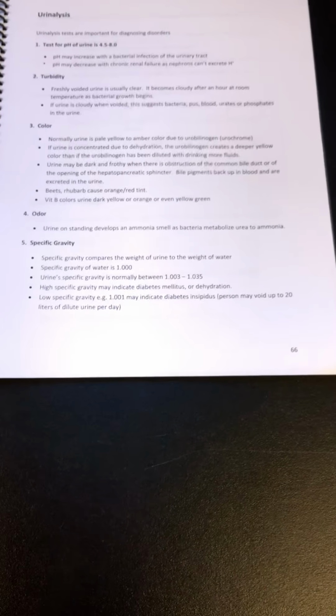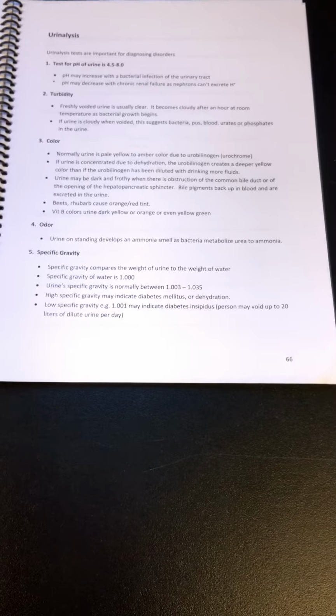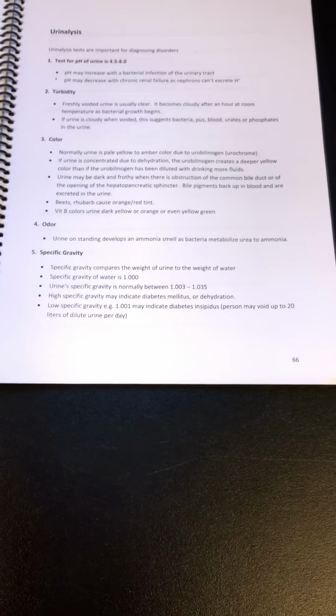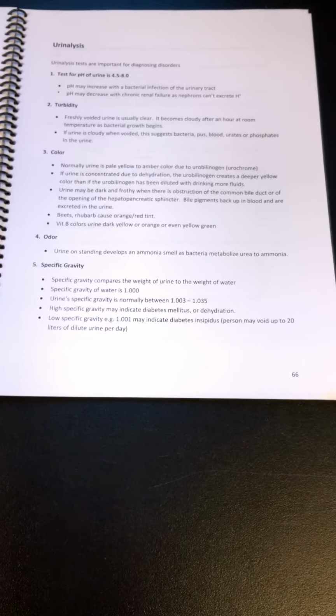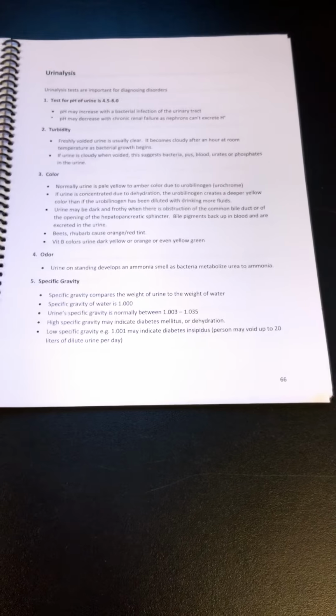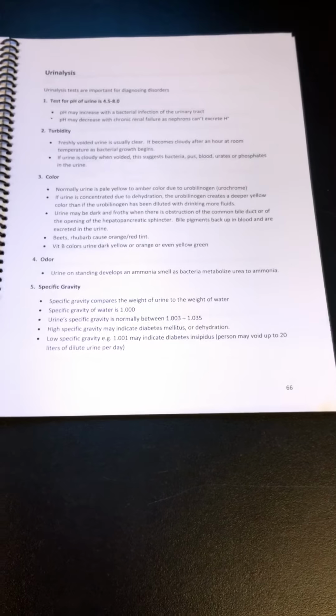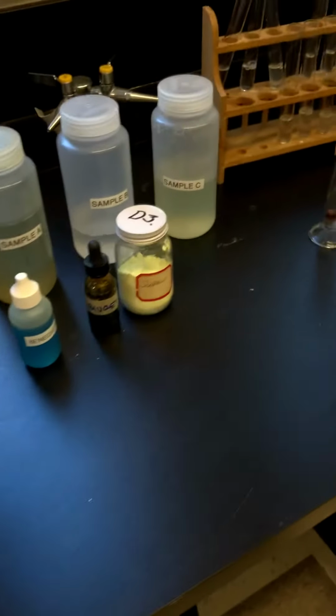So when we talk about the density or specific gravity of urine, a normal range is between 1.003 to 1.035, which is a little bit more dense than water. Not significantly so, but it would tend to sink in water, but not excessively. If it has a very high specific gravity, then it could suggest that there's diabetes mellitus or dehydration, and a low specific gravity would suggest maybe diabetes insipidus. That's the one where you have to drink a ton of water to feel satisfied.